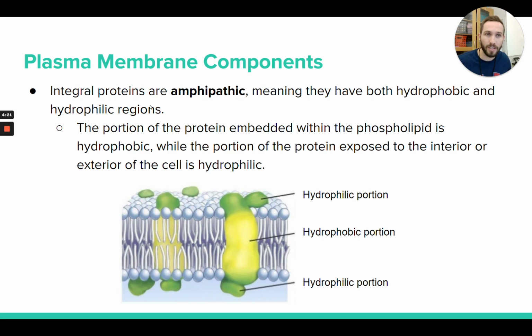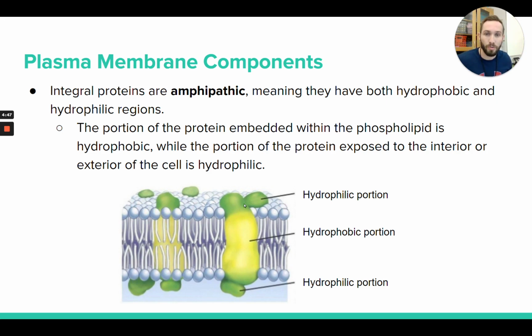Those integral proteins that I just pointed out, there's a new vocab word here for you guys, which is amphipathic. Amphipathic refers to molecules that have both hydrophobic and hydrophilic regions. These molecules are not completely hydrophobic and not completely hydrophilic. There's actually a piece of the molecule that's really hydrophobic and a piece that's really hydrophilic. And that's going to be true always of integral proteins.